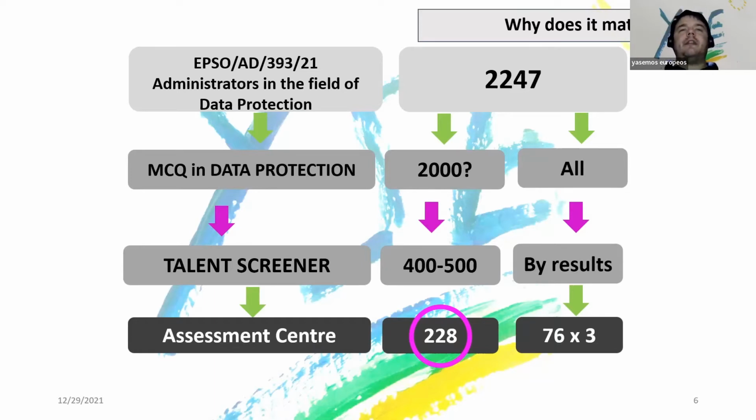The point here is that you need to pass the test and get a good result to get into the talent screener. Our calculation is that around 400, 500 candidates with the highest scores will have their talent screener assessed, because at the end they only need 228 candidates to get into the assessment. Where is that number coming from? From the 76 spots or vacancies for this competition multiplied by 3. According to the notice of competition, 3 times the number of spots will be invited to the assessment. Usually, by experience, double that number have their talent screener checked. So we need to be among these first 400, 500 candidates.